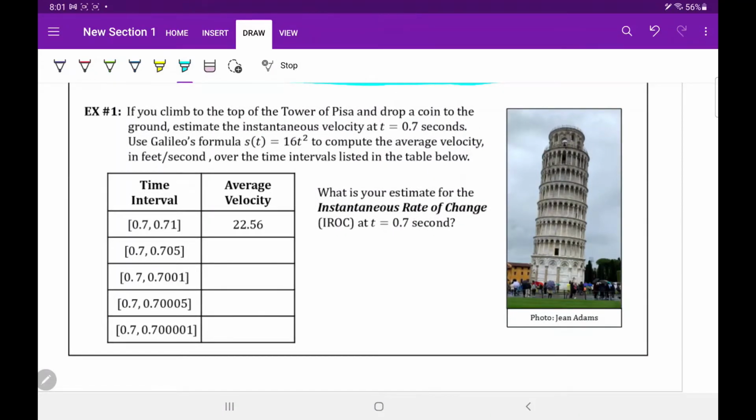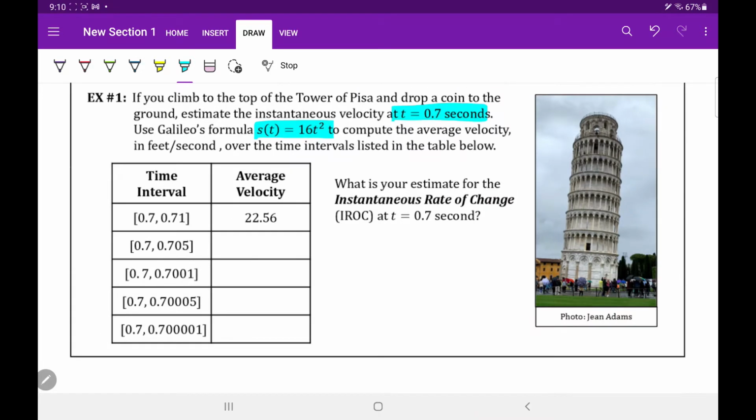If you climb to the top of the Tower of Pisa and drop a coin to the ground, estimate the instantaneous velocity at t equals 0.7 seconds. Use Galileo's formula, s of t equals 16 times t squared, to compute the average velocity in feet per second over the time intervals listed in the table. So first of all, I don't know why it's s of t, because it is talking about a rate of change of the distance, like how far the coin has fallen from beginning until it hits the ground. So it's more like a distance. I don't know what the S represents, but it's fine. We can still do the problem.